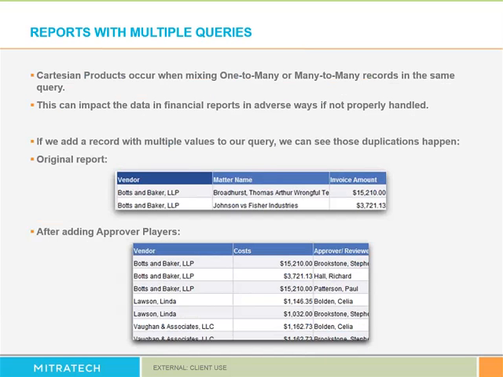In the example screenshot on the screen now, if we're looking at a particular vendor with an invoice amount total of $18,900, if we then add players to the report, that 15,210 line item may show up twice, as we see in the second screenshot, because of the unrelated nature of that second data set.